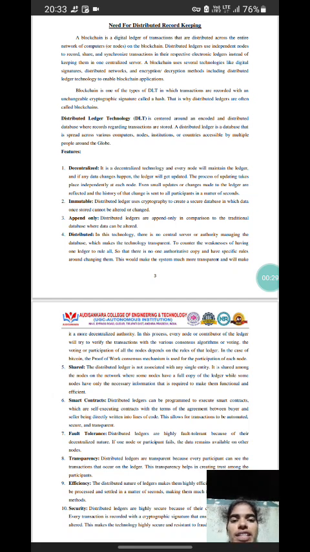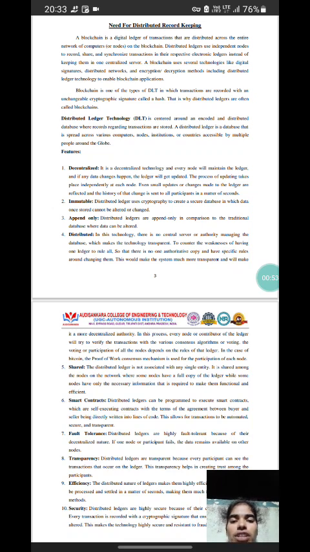A blockchain uses several technologies like digital signatures, distributed networks, and encryption decryption methods, including distributed ledger technology, to enable blockchain applications. Blockchain is one type of DLT in which transactions are recorded with an unchangeable cryptography signature called a hash. That is why distributed ledgers are often called blockchains.